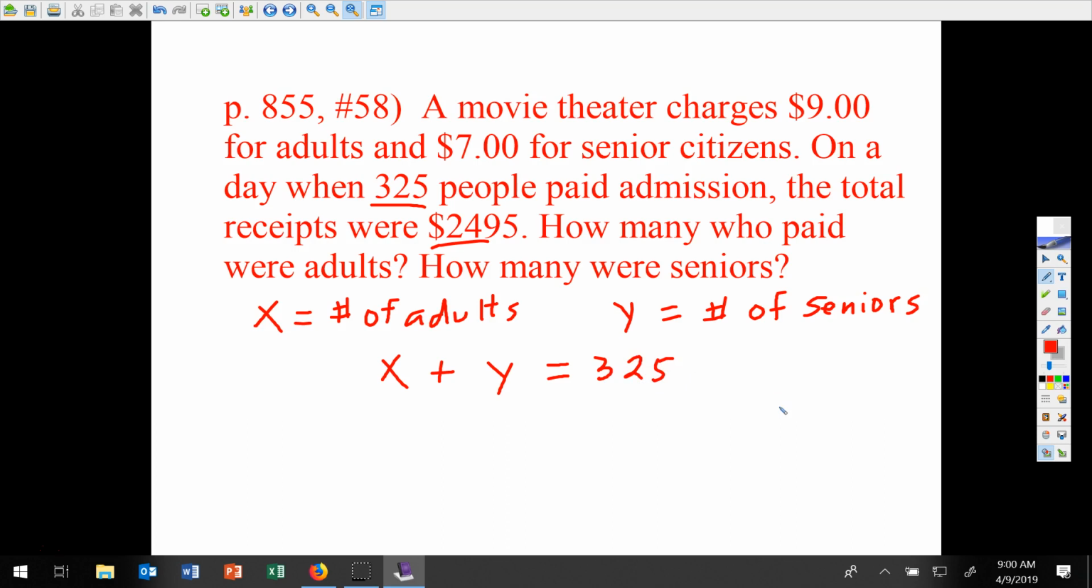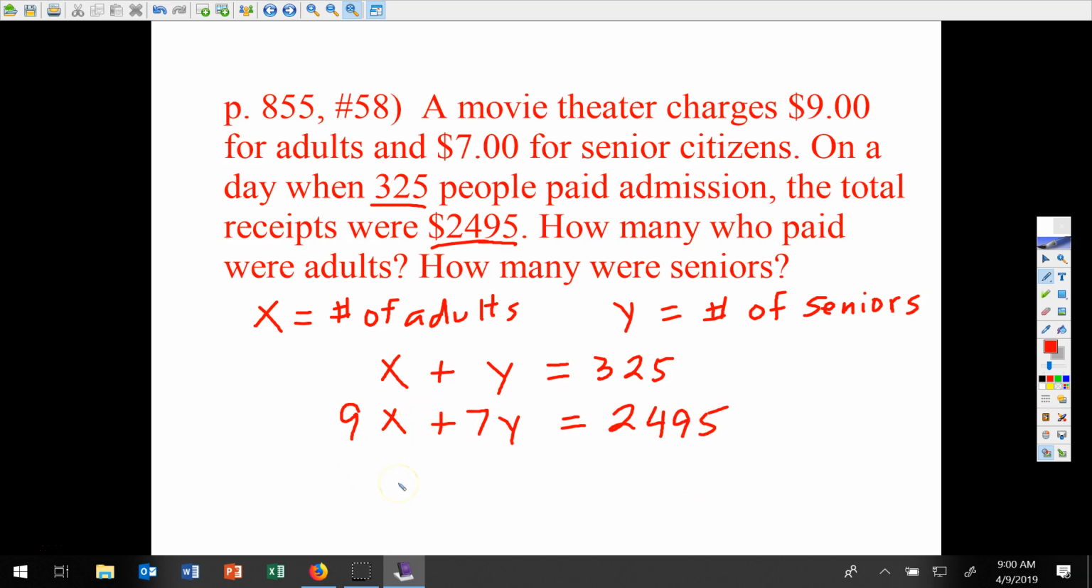And then I'm going to have an equation that will deal with the amount of money that was collected. If they charge $9 for every adult that attended, 9 times x. And they charge $7 for every senior citizen that attended, 7 times the number of senior citizens. And the total amount of money that was collected, $2,495. So we have a system.